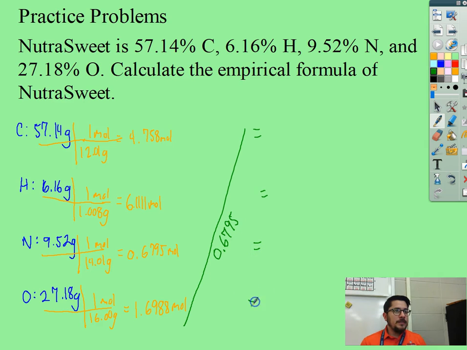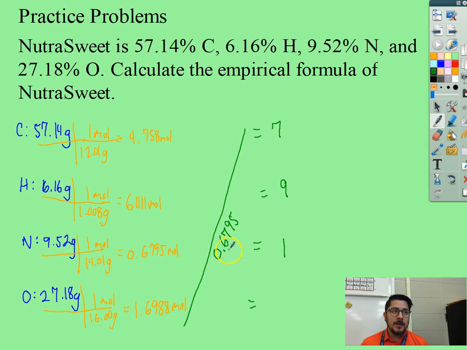So right here, put the numbers again. If I divide this first one by that number, if I round, I get about 7. This one I get about 9. This one I get about 1. I want you to put this one into the calculator.